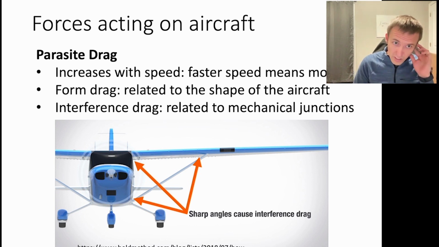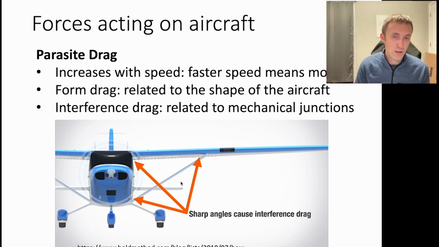There's also this thing called interference drag, which is related to essentially mechanical junctions on the aircraft. And so places where different parts of the aircraft come together, the wings with the body, the supports and so on, those areas cause some additional interference such that if you just took the individual components of the aircraft and put them in a wind tunnel and measured their drag, and then you put the aircraft all together and measured the drag, the total drag would be a bit more. And it's because of these junctions where, again, airflow around the aircraft is a little bit more complicated than what we're talking about here, and that turbulent component of airflow causes some additional drag.